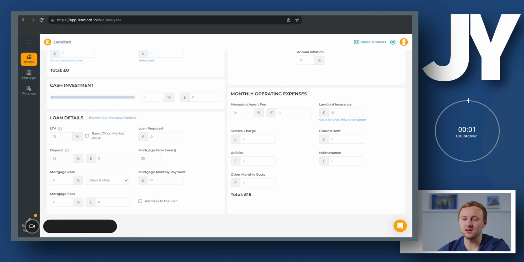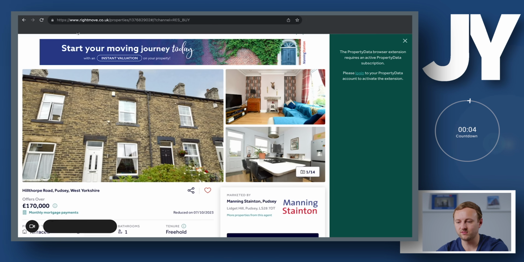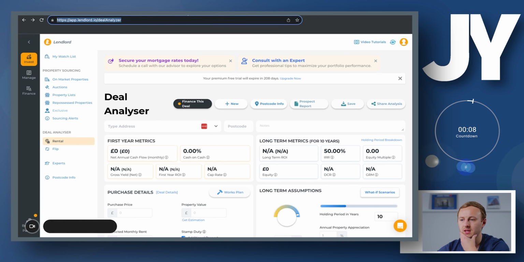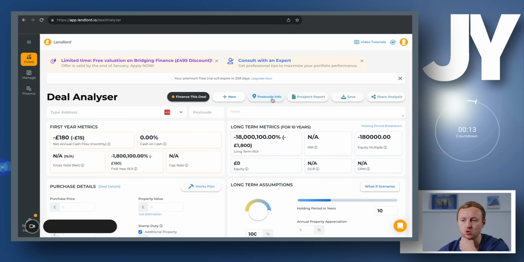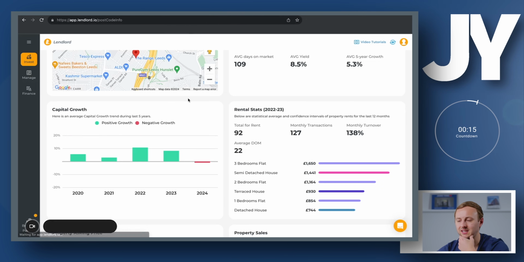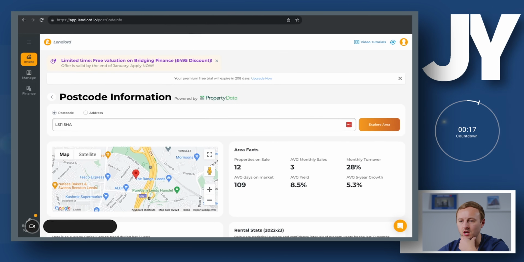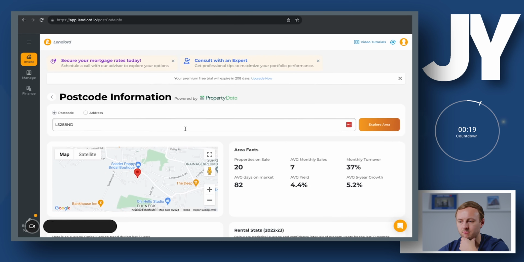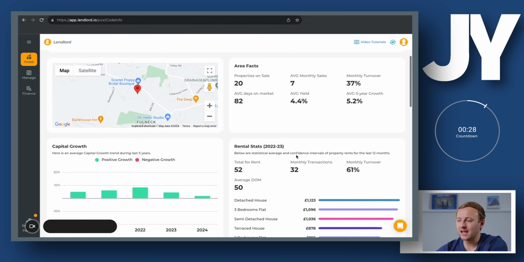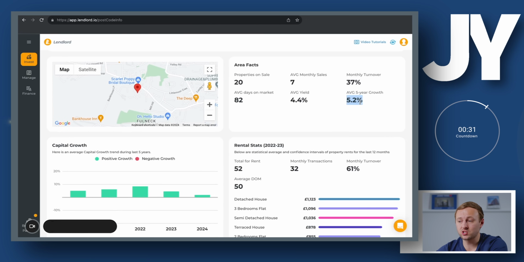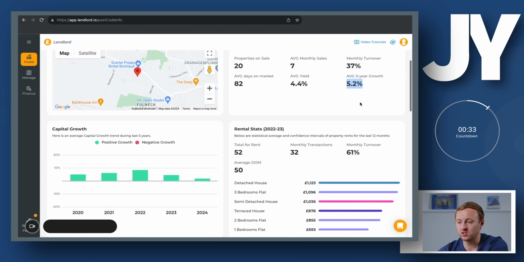So let's analyze the first property and see how we get on with this. So we've got Hillthorpe Road in Pudsey. The first thing I'm going to be doing is I've put it into Lendlord, up the top, and you've got this postcode info. So I'm putting that in here, and you can see for the LS28 property in Pudsey, we've got 7 sales going on a monthly basis, and we've got average yield of 4.4%, not amazing, and we've got 5.2%, the average 5-year growth.